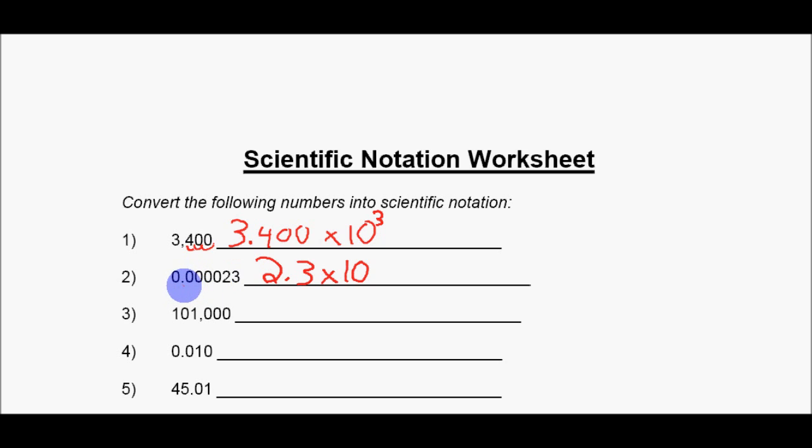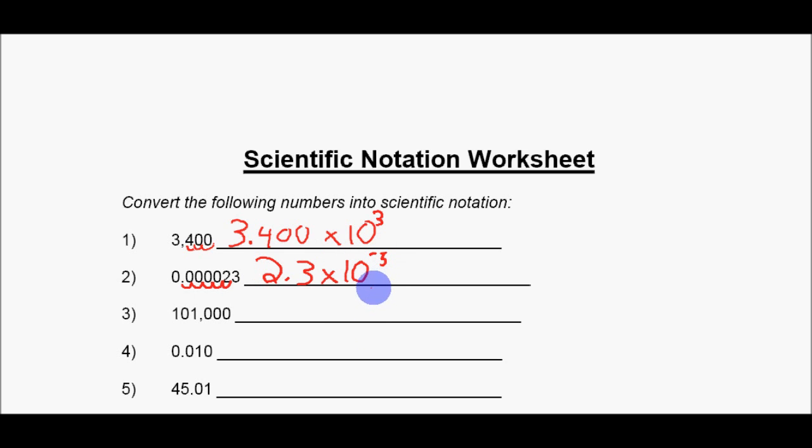We have to count how many times we had to move this decimal to get it where it ended up. 1, 2, 3, 4, 5. So it was a movement of 5 decimal places. And in this case, because we started with a number that was smaller than 1, small numbers have a negative exponent.